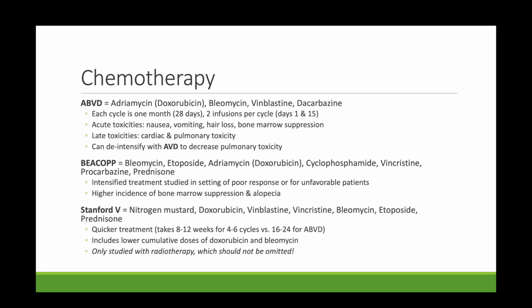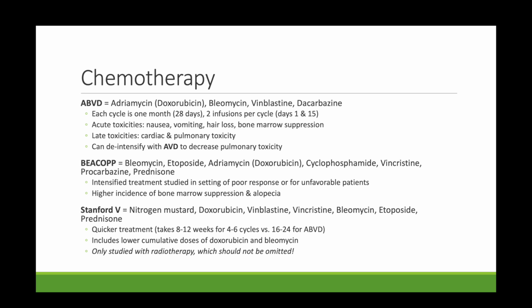So you've heard me say ABVD a lot. What is ABVD? What does that stand for? ABVD stands for adriamycin, which is also called doxorubicin, bleomycin, vinblastine, and dacarbazine. Those are the agents in ABVD. ABVD is given in monthly cycles. So each cycle is 1 month, so it's given every 28 days. And each cycle requires 2 infusions per cycle. So there's an infusion on day 1 and there's an infusion on day 15.